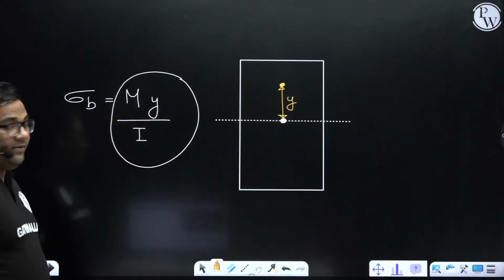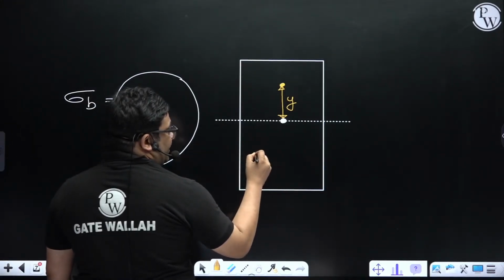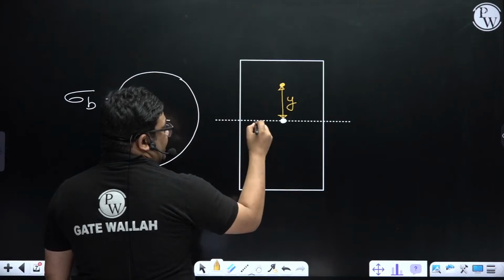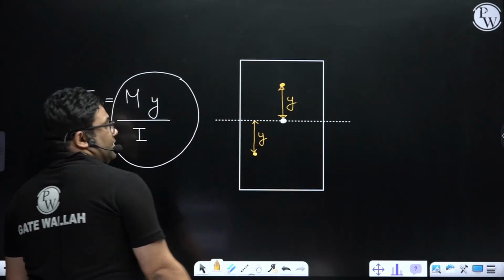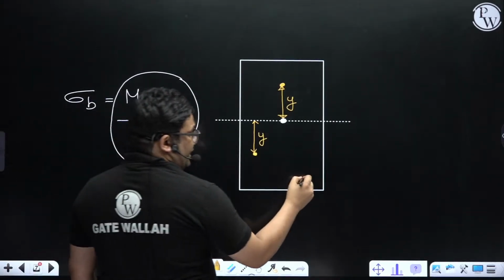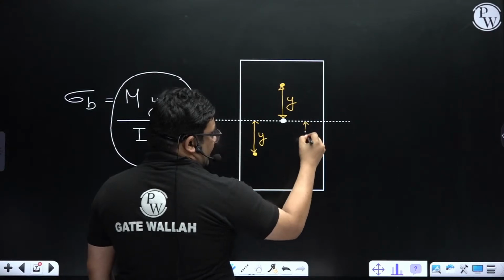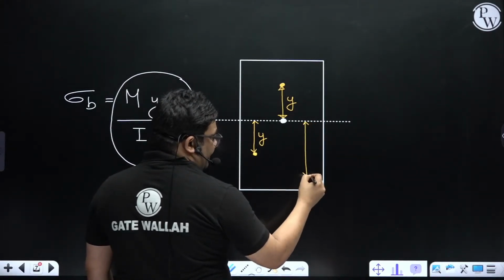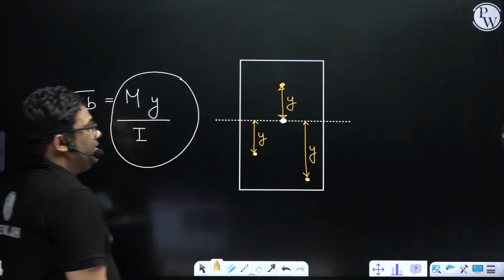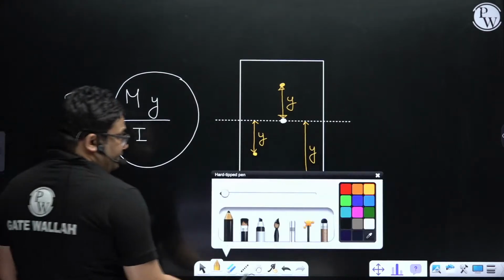Distance of the point from where? From the neutral axis. Suppose I want to find out bending stress here. Then this will be y for this point, right? So for any point, you should take the distance from the neutral axis, and that will give me my y. So y is the distance from the neutral axis, right? Yes.